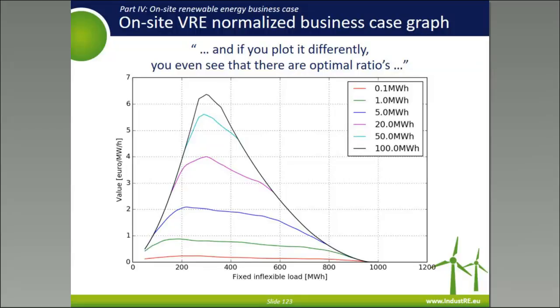Okay, be careful. The business case for flexibility is optimal, typically around 0.3% of the fixed load.